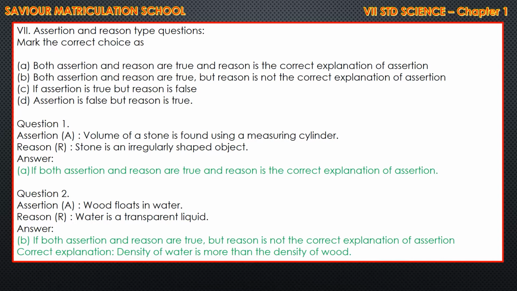Then question 2, assertion is wood floats in water. Reason, water is a transparent liquid, and the answer is B. If both assertion and reason are true, but reason is not the correct explanation of assertion, so the correct explanation is density of water is more than the density of wood.